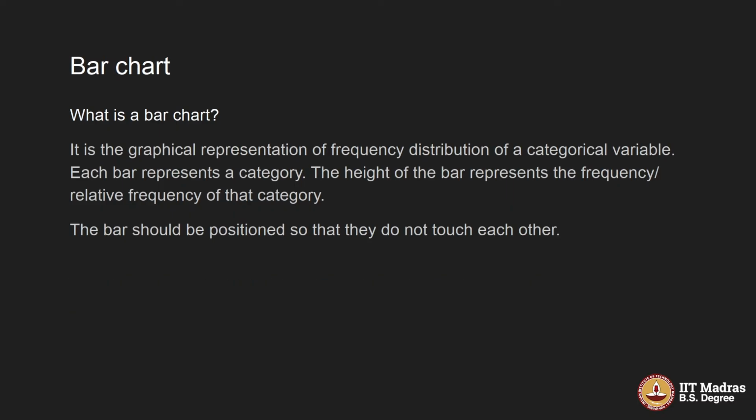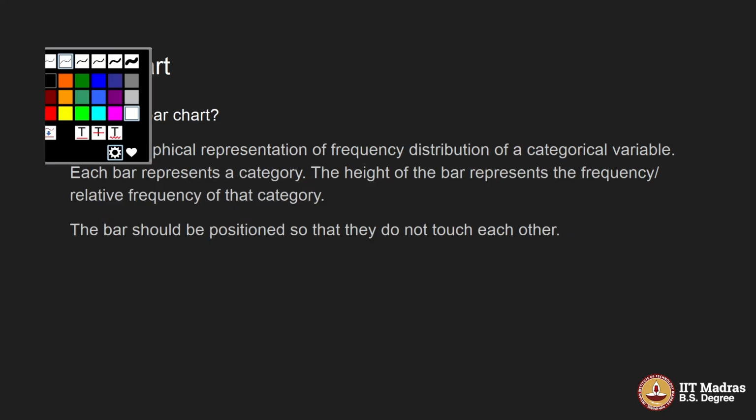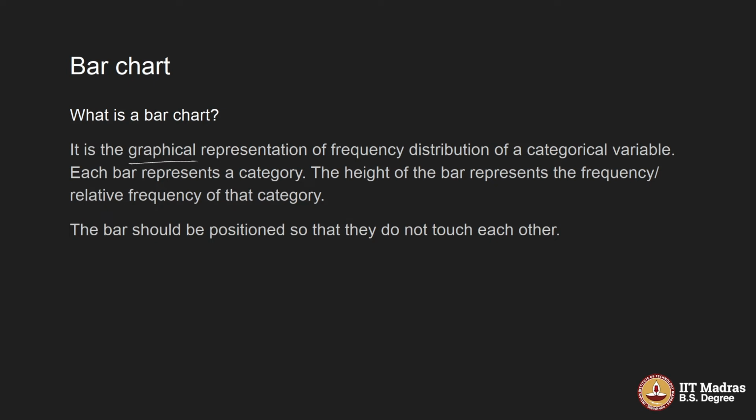Now we have the concept of the bar chart. What is a bar chart? It is the graphical representation of the frequency distribution of a categorical variable. Each bar represents a category. The height of the bar represents the frequency or the relative frequency of that category. Okay, so here I have drawn a bar graph.